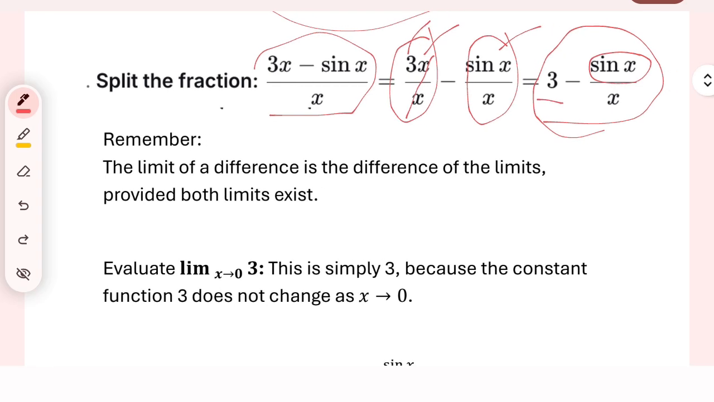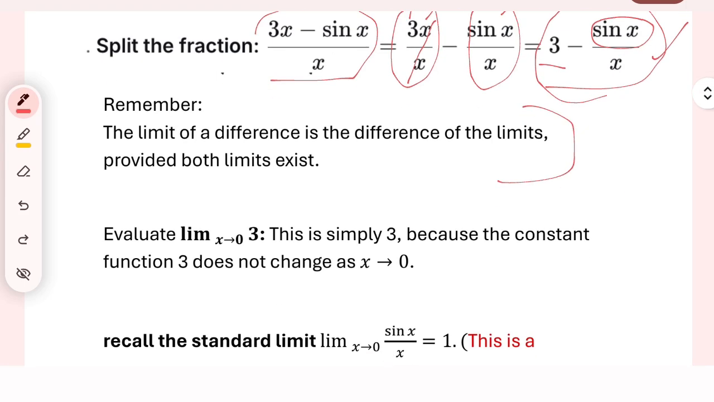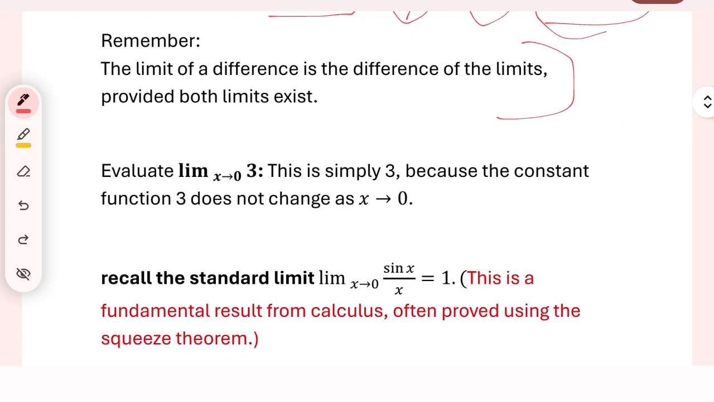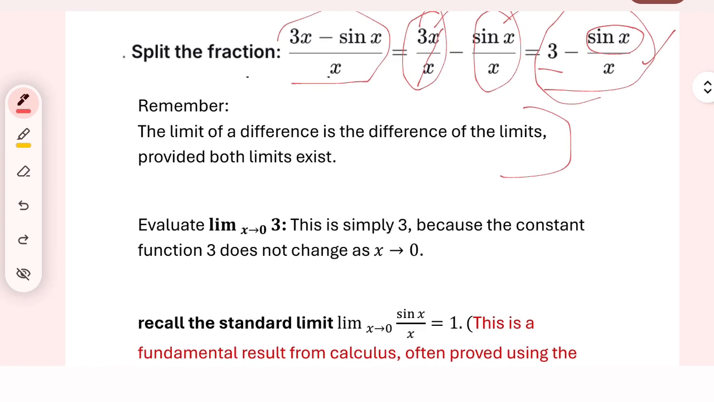So remember that the limit of a difference is the difference of the limits, provided that both limits exist. We will apply it to this simplified form. What we will do is take a limit of each term: we will take a limit of 3, and then we will take a limit of sine x over x. Now we will evaluate the limit of 3 as x approaches 0.